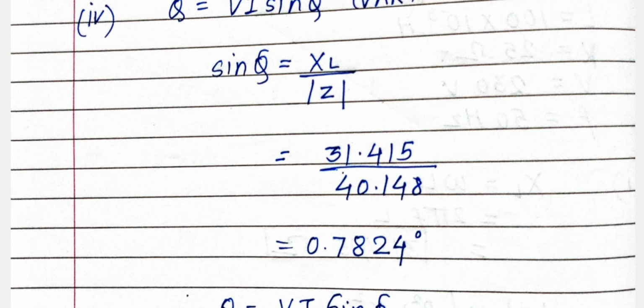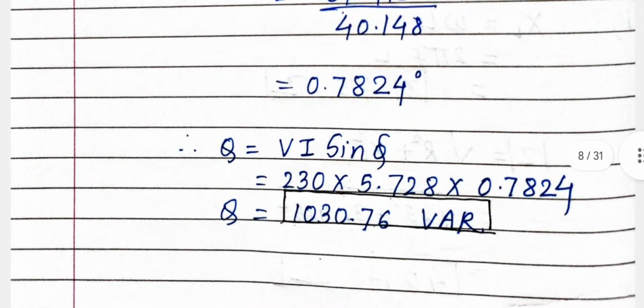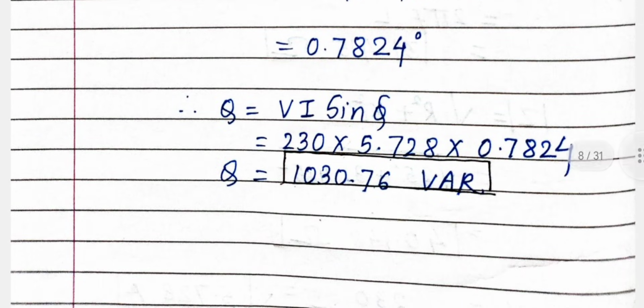In the impedance triangle I have explained how you have to derive cos phi and sin phi. With the help of that, what is the sin phi formula? XL upon Z, and just by putting all values you will get 0.7824. Put it in the equation of reactive power and you will get 1030.76 volt ampere reactive, which is your reactive power.